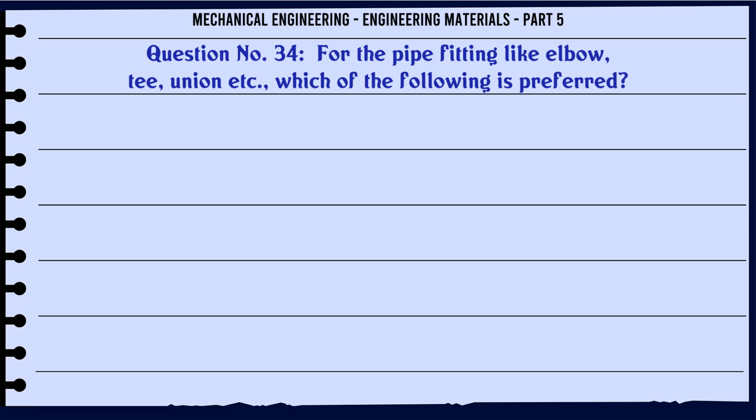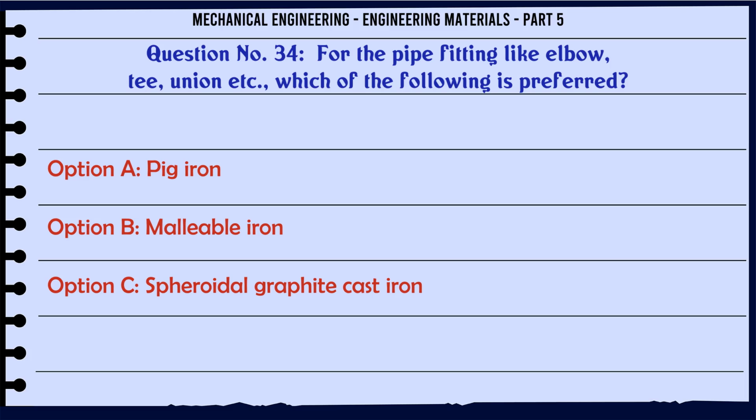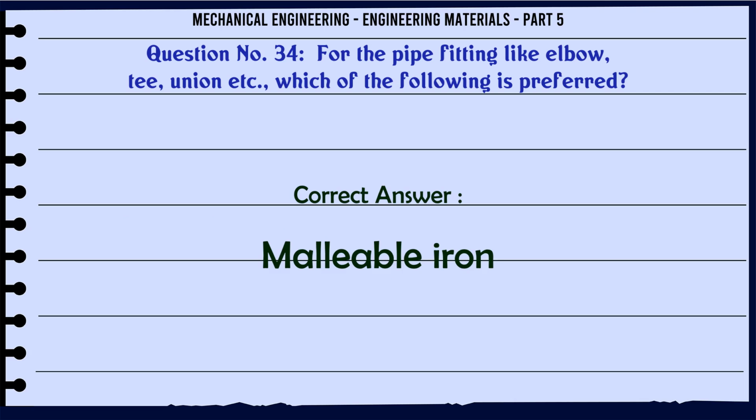For pipe fittings like elbow, T, union etc., which of the following is preferred? A. Pig iron. B. Malleable iron. C. Spheroidal graphite cast iron. D. High carbon steel. The correct answer is malleable iron.